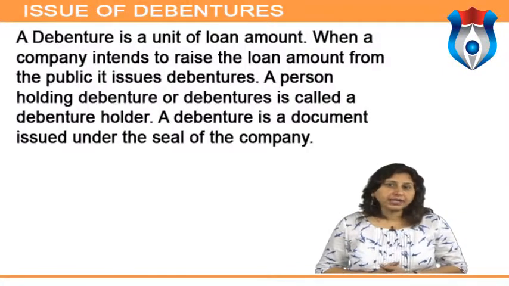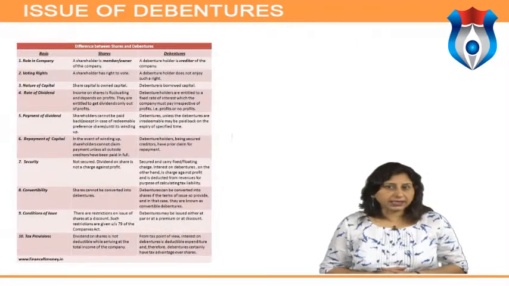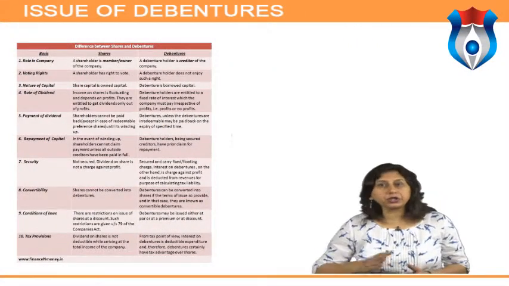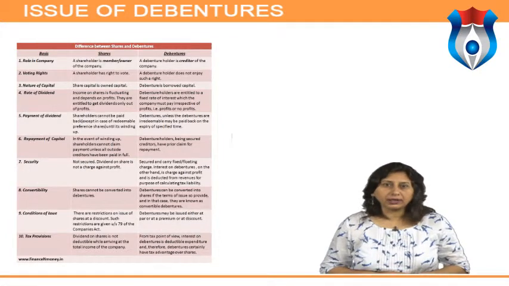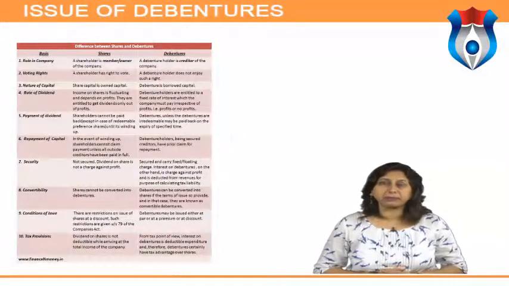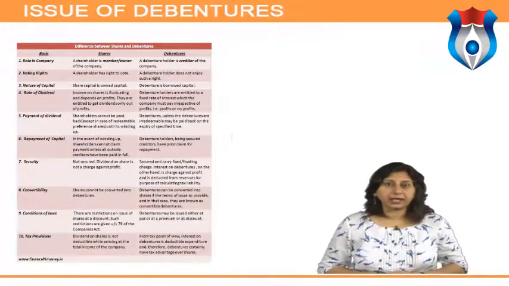A debenture is a document issued under the seal of the company. It is an acknowledgement of the loan received by the company equal to the nominal value of the debenture. It bears the date of redemption and rate and mode of payment of interest. A debenture holder is the creditor of the company.